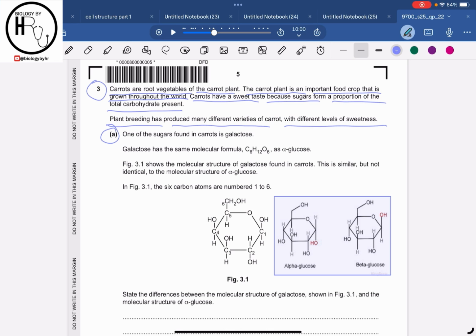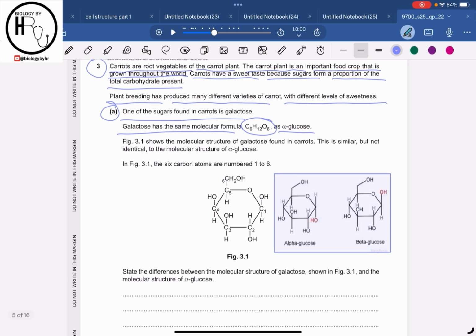Now let's come to the main part, which is part A. One of the sugars found in the carrots is galactose. Galactose has the molecular formula C6H12O6, the same as alpha glucose. This is the general formula for the carbohydrate glucose. Figure 3.1 shows the molecular structure of the galactose found in the carrots. This is similar but not identical to the molecular structure of alpha glucose. Galactose is also a monosaccharide. In figure 3.1, the 6 carbon atoms are numbered 1, 2, 3, 4, 5, and this is 6.